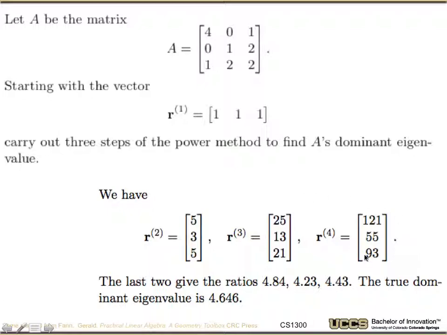So we're not quite converged. The dominant eigenvalue actually has a value of 4.64, but you can sort of see if you look at these other ratios, here the ratio was 5.35, and now it's 4.8, 4.23 and 4.43. So it's converging, and eventually, after a number of iterations, it'll be down to the actual answer of 4.646.